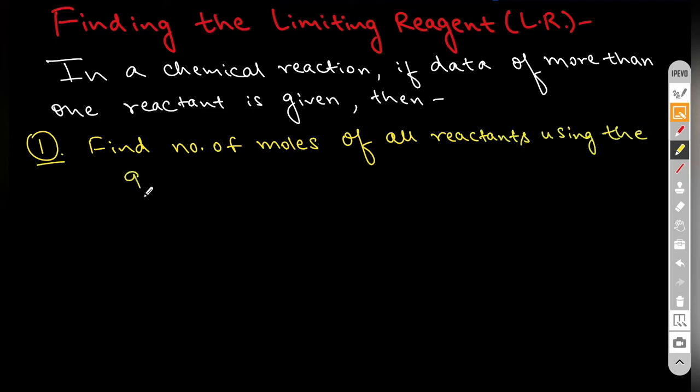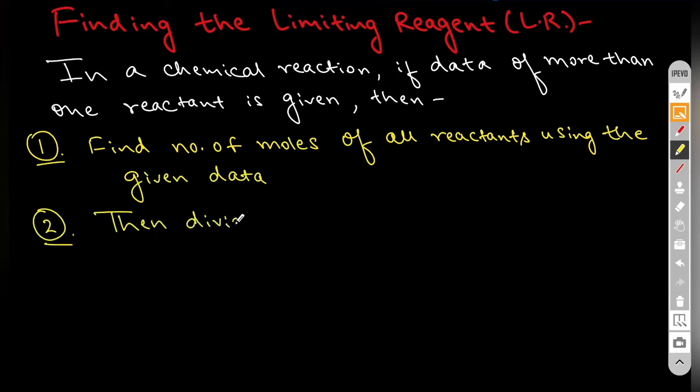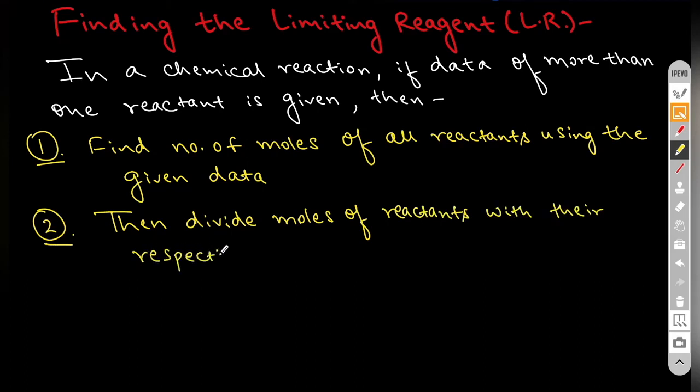Using the given data. So basically in step number 1 we will find the number of moles of all the reactants. In step number 2 we'll divide moles of reactants with their respective stoichiometric coefficients.